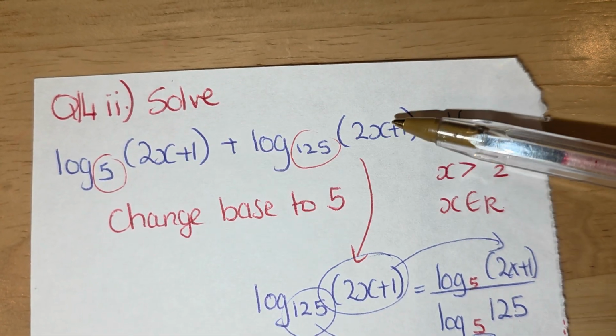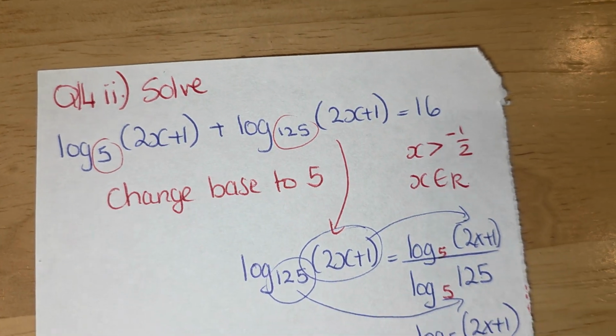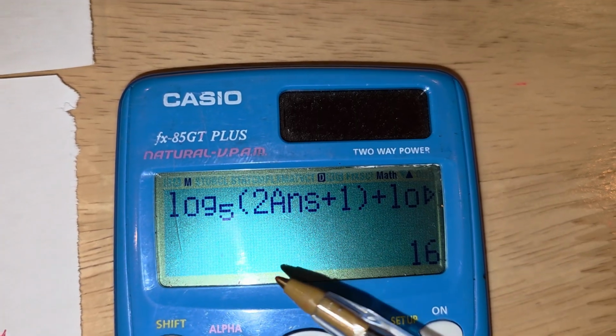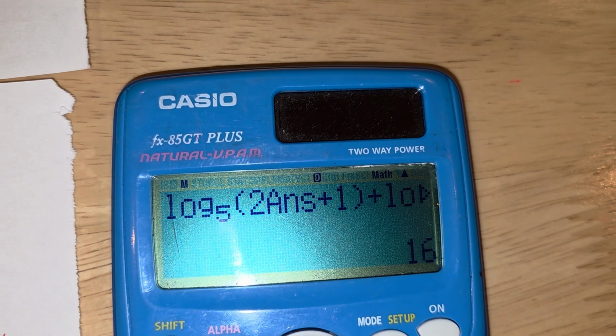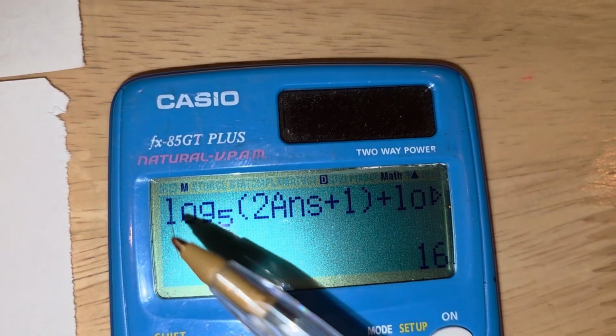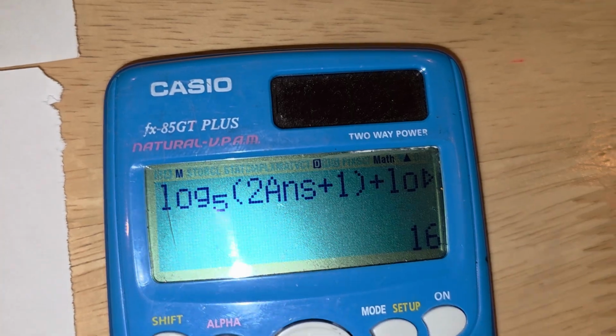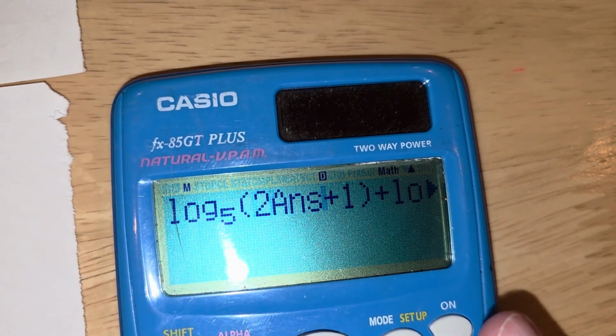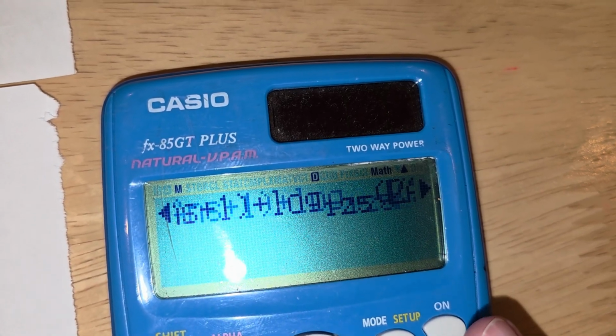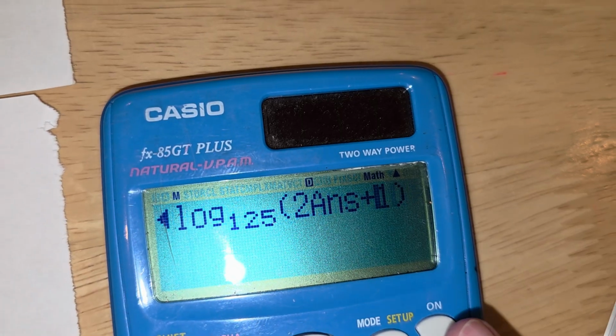So everywhere you have an x, I'm going to replace it with that number. Okay, so I just put in the big long number on my calculator, then I cleared the screen because it holds memory, and I type in the equation. It was the log with a base of 5, 2 times x, which is my answer, plus 1, plus the log with a base of 125 by 2 times my answer plus 1.